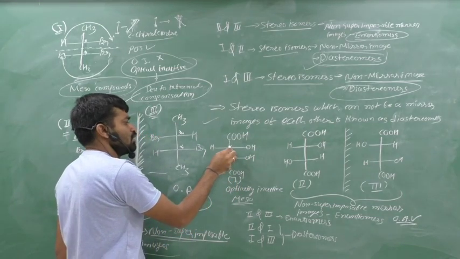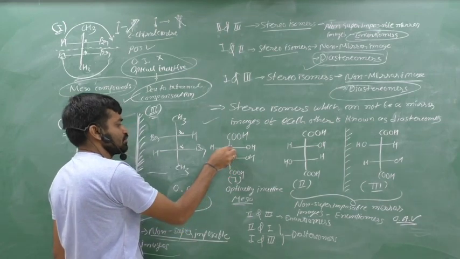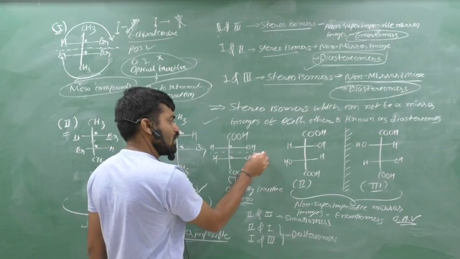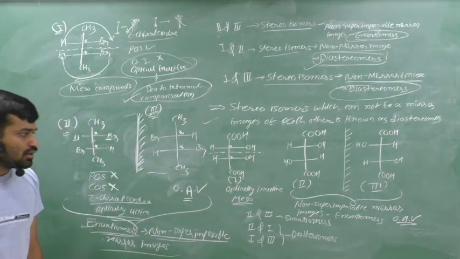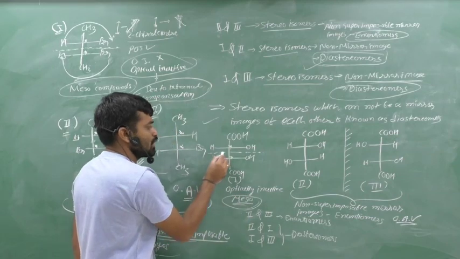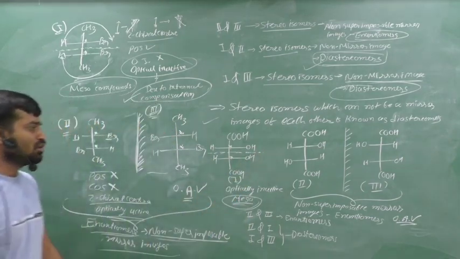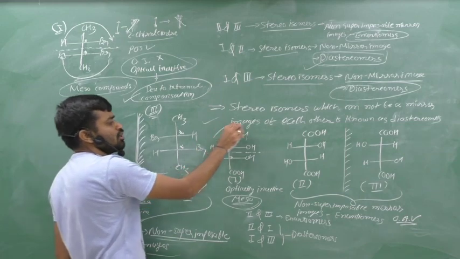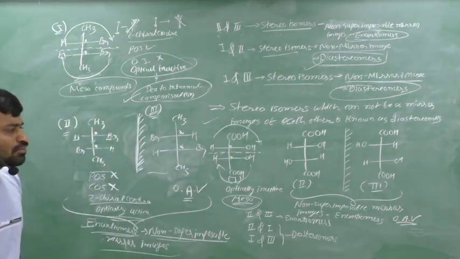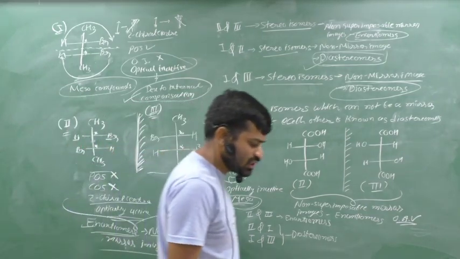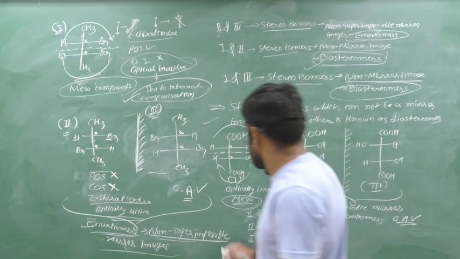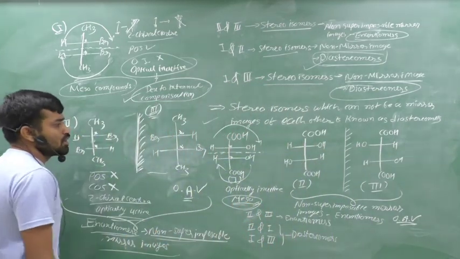H, H, C and C. Both are chiral centers. But this isomer is optically inactive due to being a meso compound. Because if we pass a plane, it cuts the molecule into two sides. If one side rotates plane polarized light to the right, the other side rotates it to the left. Therefore, the resultant rotation is 0 and the molecule does not become optically active. Clear? This type of compound is known as a meso compound.